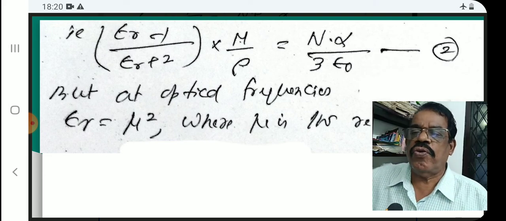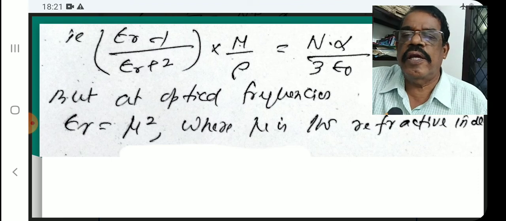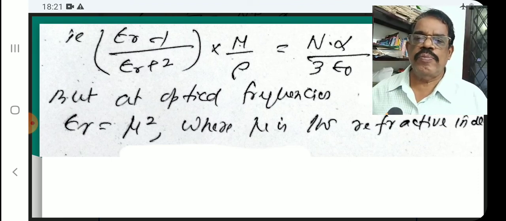But at optical frequencies, epsilon r is mu square or n square. Since a small n is coming here, we write mu square. Epsilon r is mu square, where mu is the refractive index.